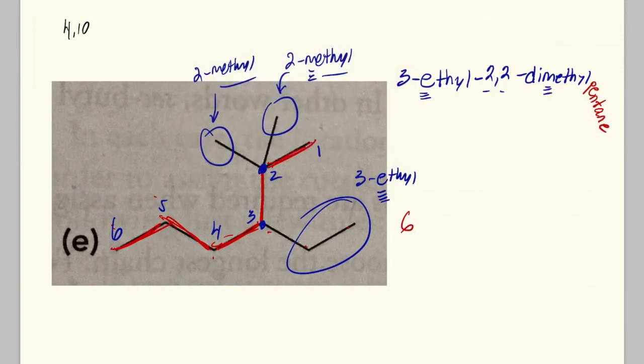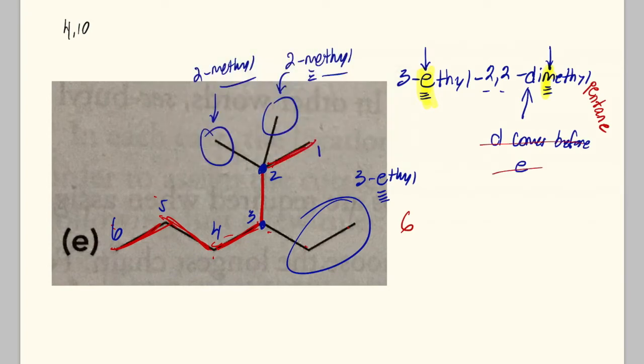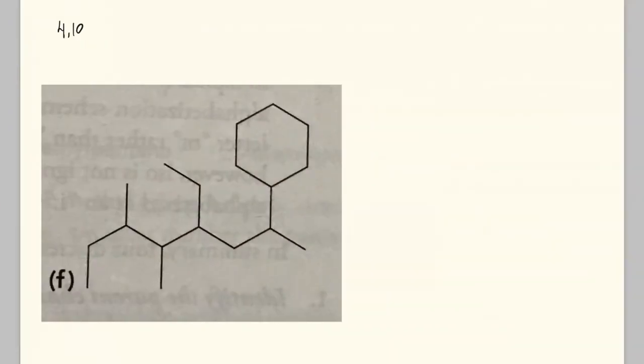Now, I know what you're thinking. Perhaps some of you are thinking that D comes before E in the alphabet. But D is not the name of a substituent, it's the number of the substituent. So what you're supposed to alphabetize is the name of the substituent. Ethyl is E, methyl is M, so ethyl comes before methyl. So don't worry too much about the di's or tri's or whatever, okay?